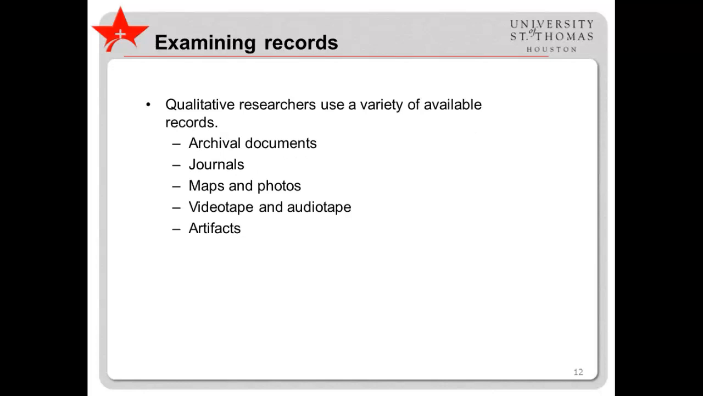A final method of qualitative data collection that we'll discuss is examining records. Records include things like archival documents, participant journals, maps and photographs, video and audio tape, and artifacts such as student work samples. These records are incredibly valuable for getting information about the context of a phenomenon.